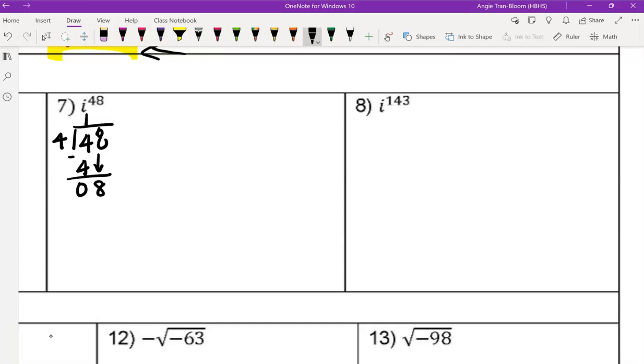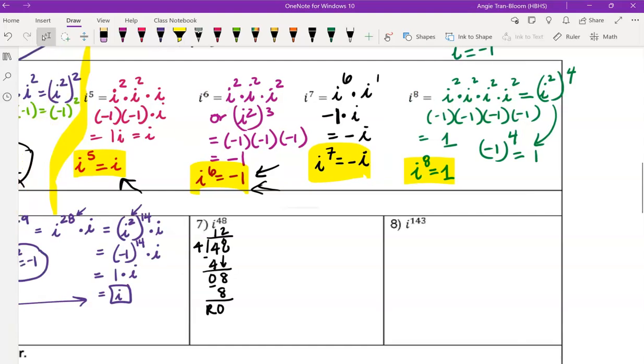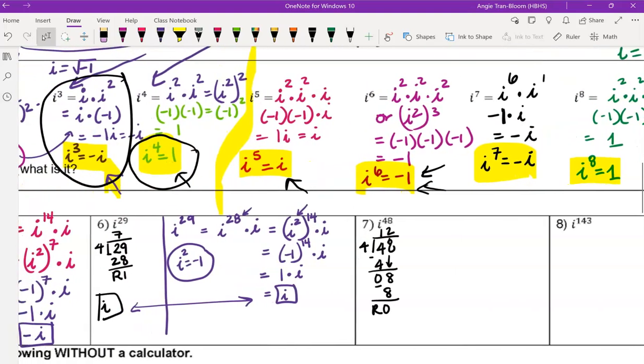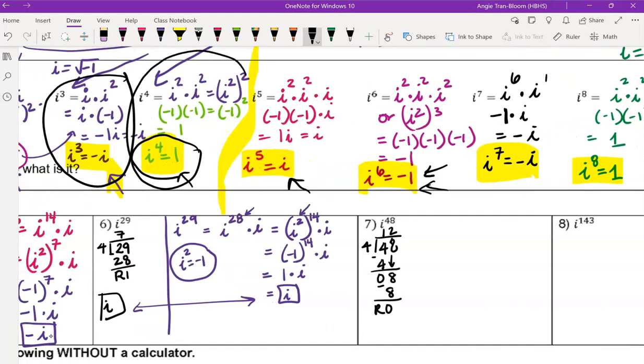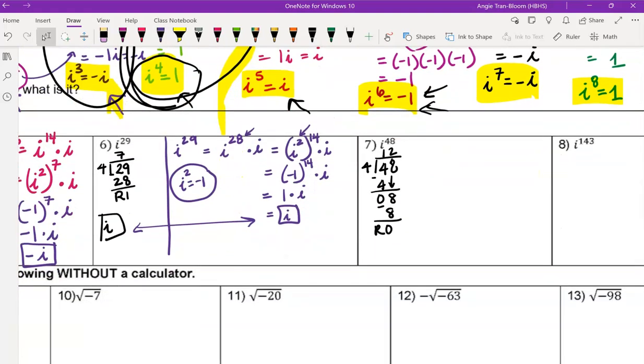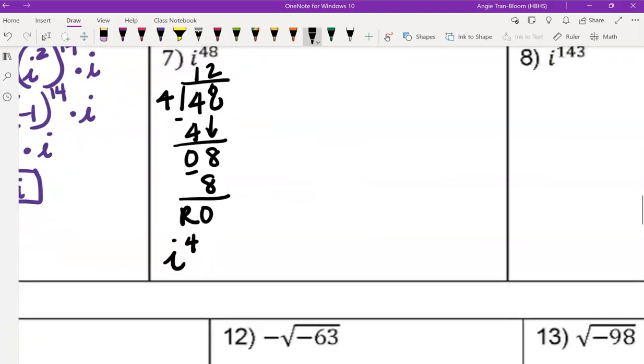Bring down the 8. 8 divided by 4 is 2. 2 times 4 is 8. No remainder. Remainder 0. If your remainder is 0, then this right here is your final answer. This is when we have no remainder. Okay? So that's going to give us a 1. So i to the 48th power equals 1. Box that up.